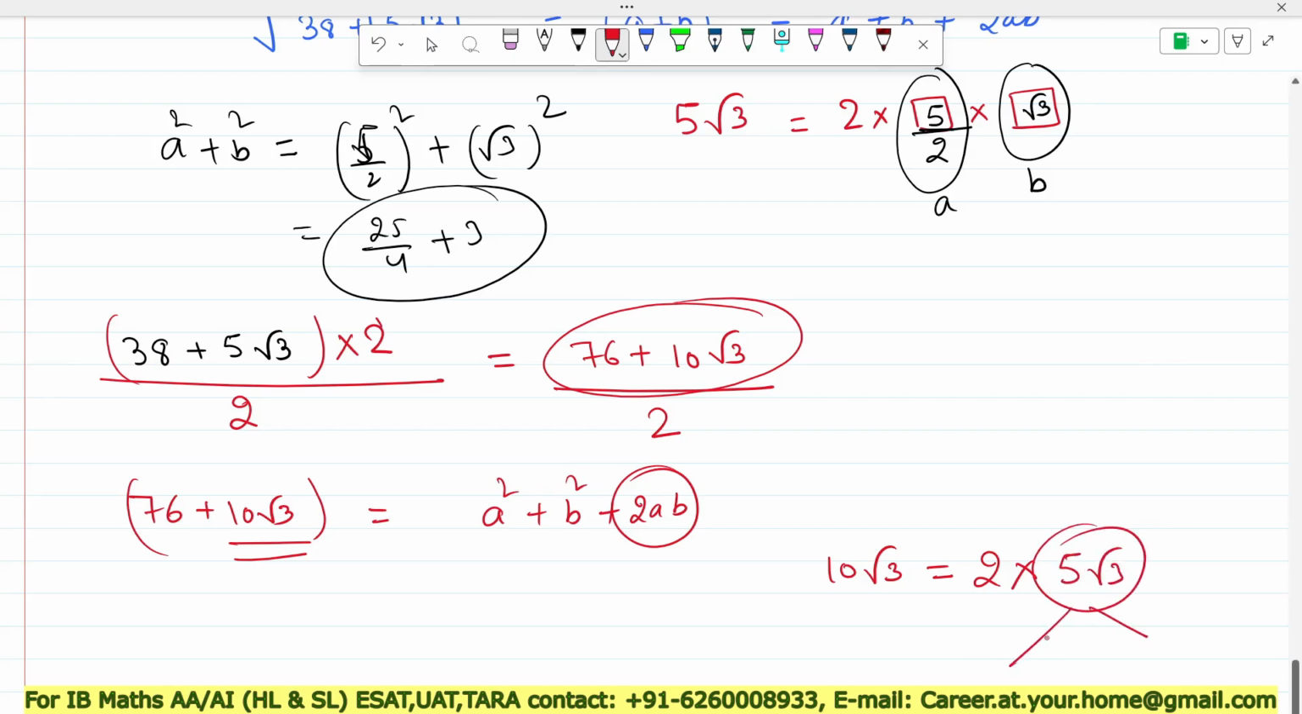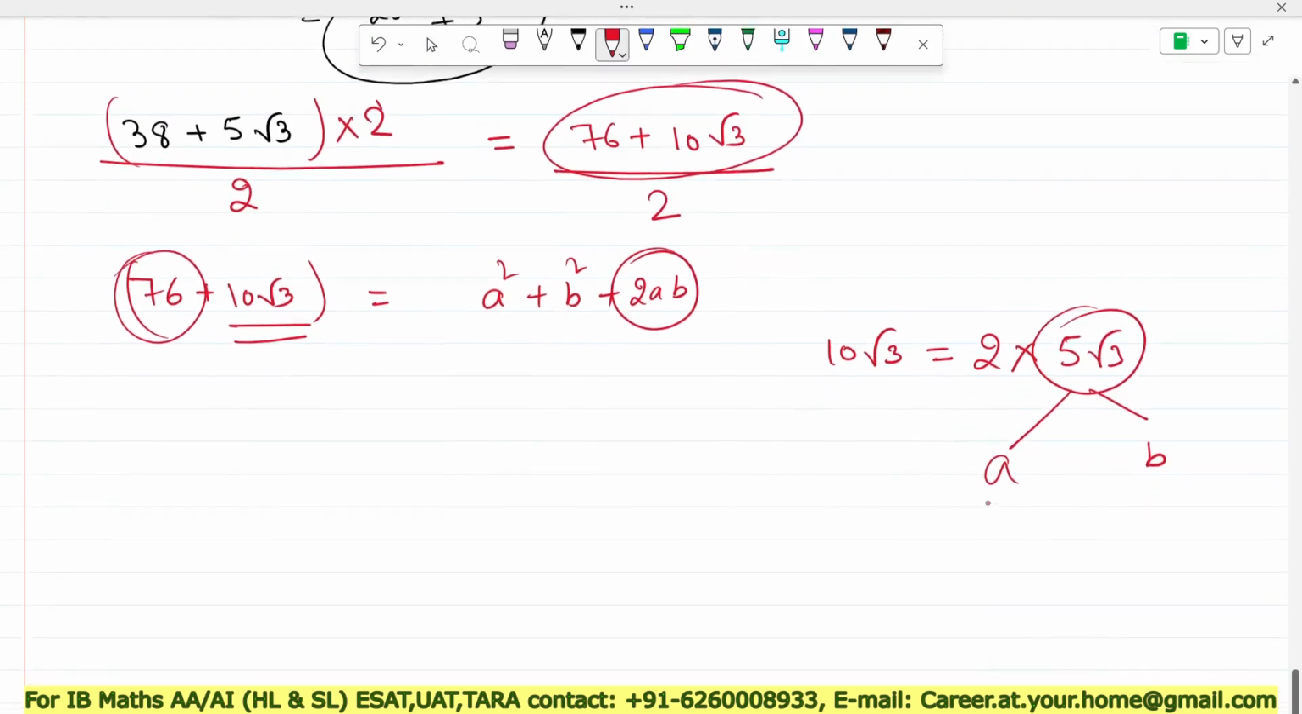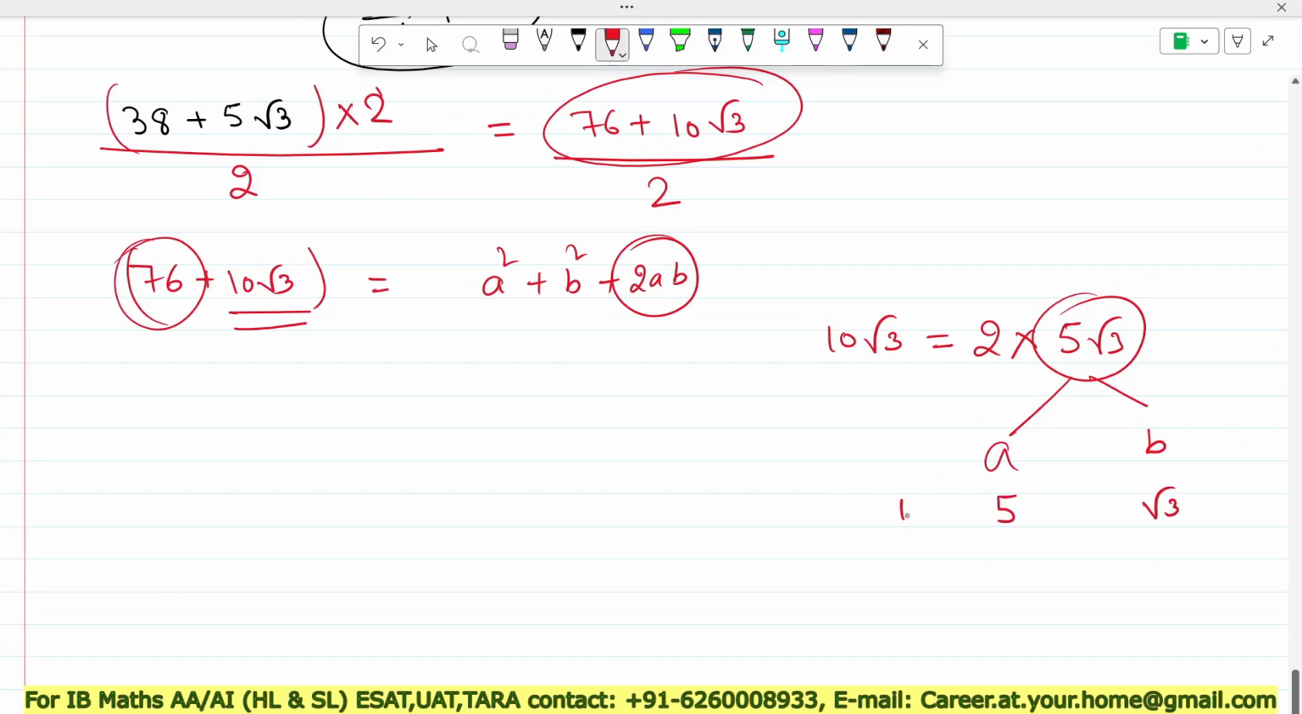Now I have to write two factors of 5 root 3 as a and b such that their squares' sum will give you 76. So the first option you can take is 5 and root 3. Let me check. If you do a square plus b square, what will you get? You will get 5 square plus root 3 square. So I don't think you will get 76. It is 25 plus 3, which is 28.